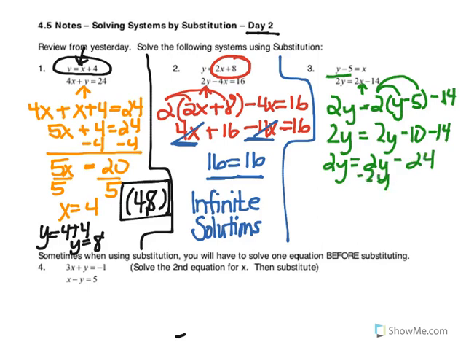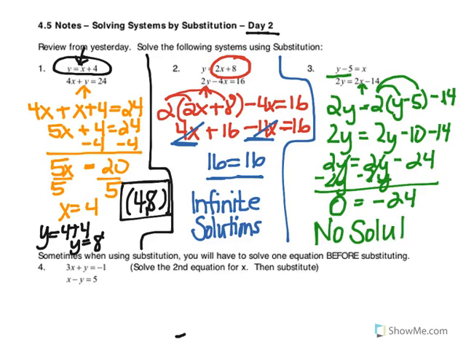So let's subtract 2y from both sides. And when I do that, looky here. We end up with 0 on this side equals negative 24. So our y's disappeared and we're left with these numbers. And is this a true statement? Is 0 equal to negative 24? No. So when that's the case, we're going to say there's no solutions. So that's a review from yesterday. We had solutions where we had one solution, infinite solutions, and no solutions.